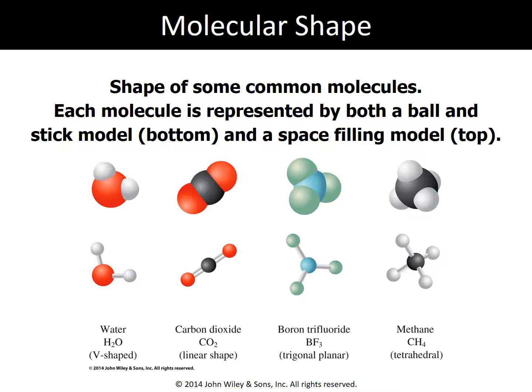So we'll start out with our V-shaped one. We're going to call this one bent. That's our water one. Carbon dioxide here is going to be known as linear. Boron trifluoride is trigonal planar, and our methane is tetrahedral.